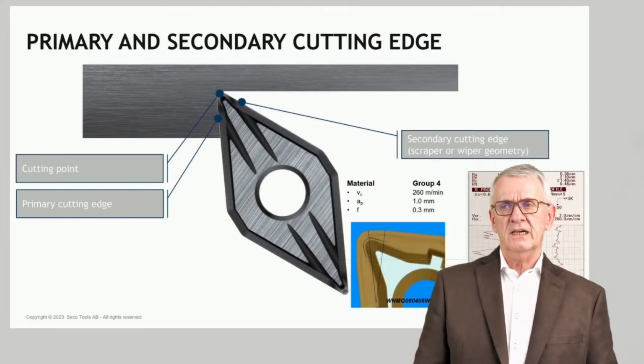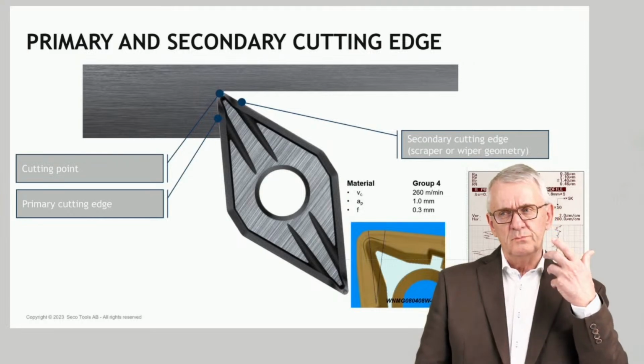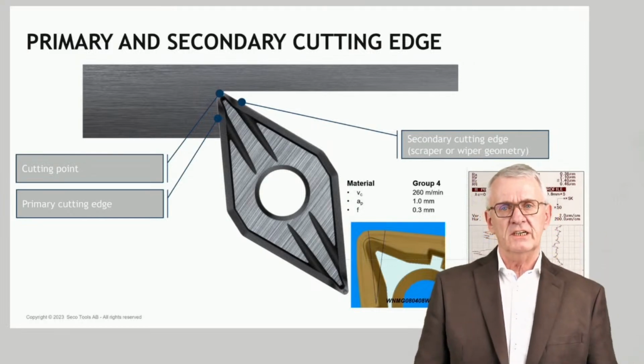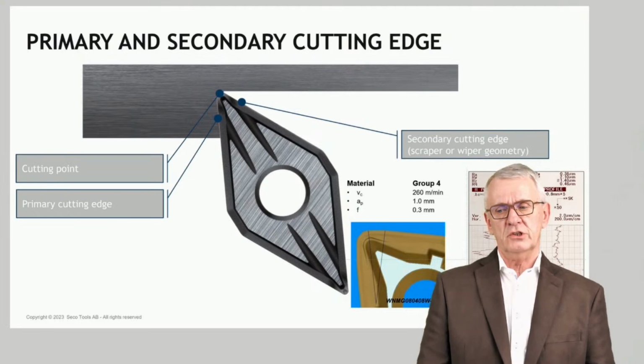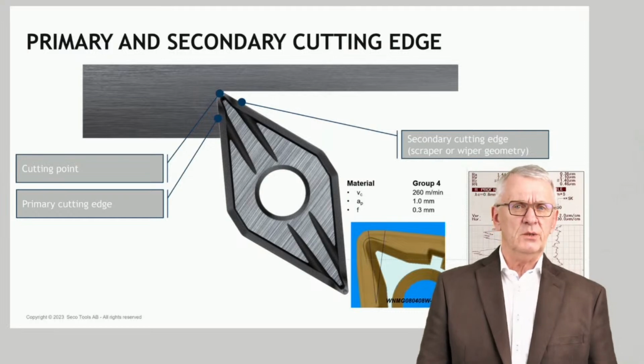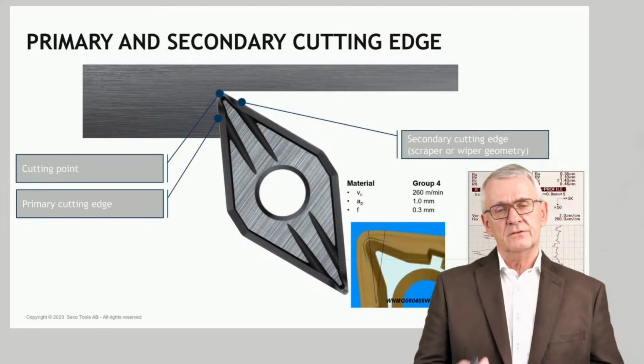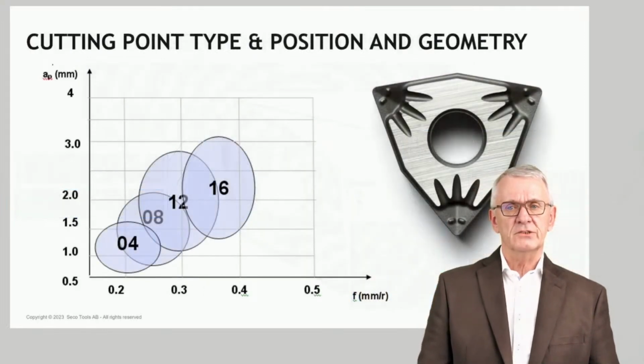There are limits, because if you are too progressive with your secondary cutting edges to improve your surface roughnesses to as high a level as possible, you end up with a cutting tool which is very sensitive to vibrations. And that, of course, is a limiting factor.